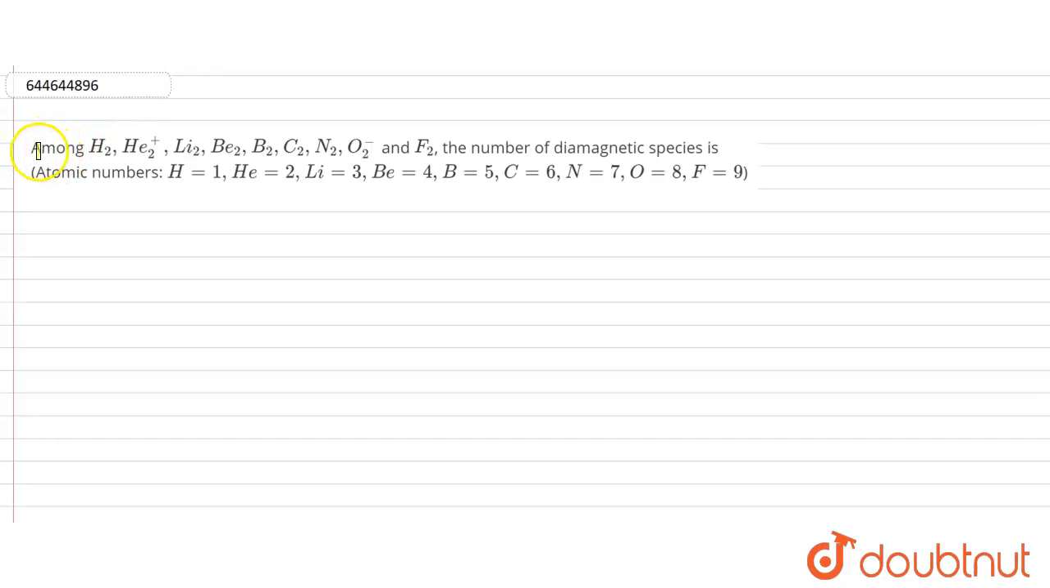Hello, so the question is saying this: among the diatomic molecules which are H2, He2 positive, Li2, Be2, B2, C2, N2, O2 negative and F2, the number of diamagnetic species are. So what do you mean by diamagnetic species?